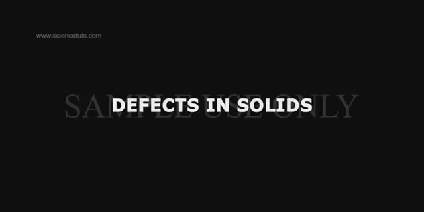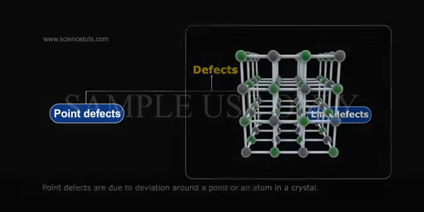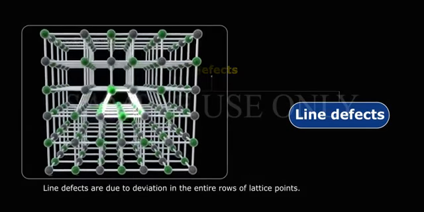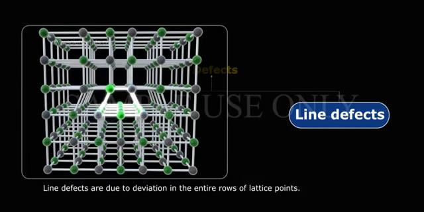Defects in solids. Defects are mainly two types. They are point defects and line defects. Point defects are due to deviation around a point or an atom in a crystal. Line defects are due to deviation in the entire rows of lattice points.